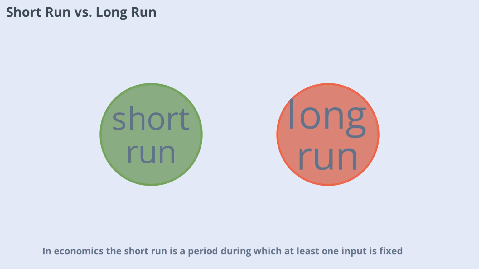In economics, the short run is a period during which at least one input is fixed, such as factory size or equipment. The long run, on the other hand, is when all inputs can be varied. This distinction is important because it affects how firms respond to changes in demand or technology. In the short run, firms may only adjust labor hours, while in the long run, they can invest in new machinery or expand facilities. Understanding these time frames helps firms plan for both immediate needs and future growth.